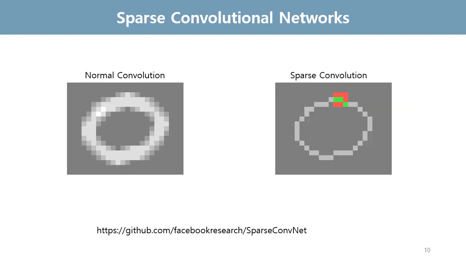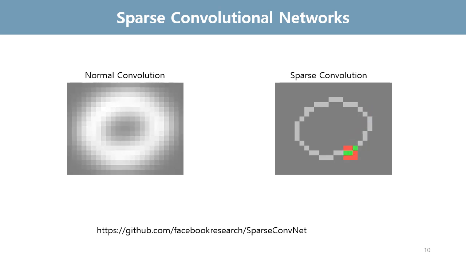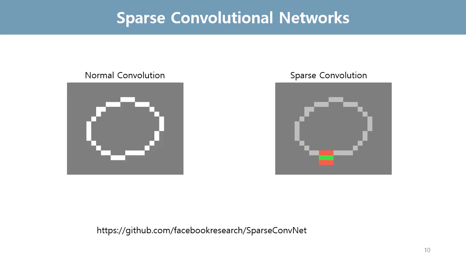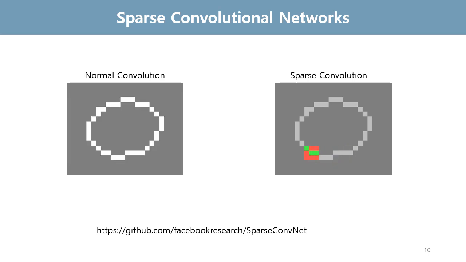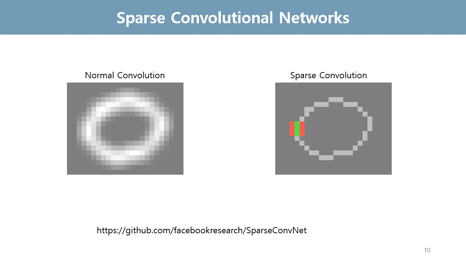In this slide, we can see the effects of a normal convolution on the left side and a sparse convolution on the right. If we consider 3 by 3 convolutions, the set of active non-zero sites grows rapidly. With the so-called sparse convolution, on the right side, we can see that the set of active sites remains unchanged. Active sites look at their active neighbors, green, and non-active sites, red, have no computational overhead.